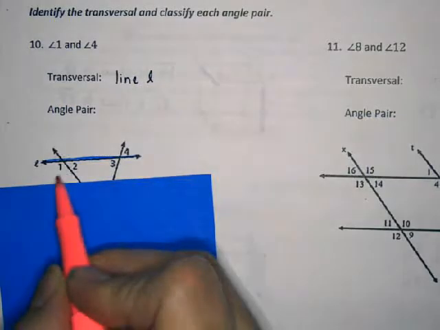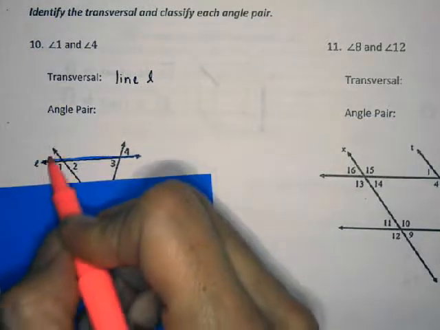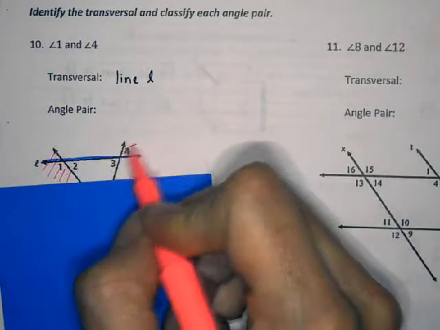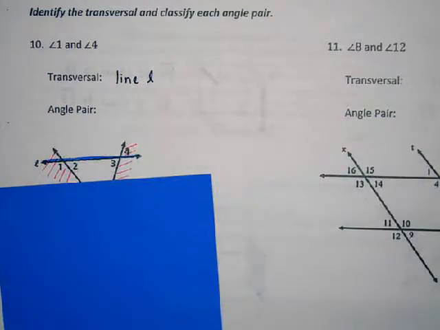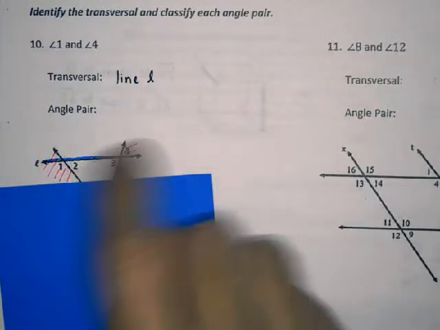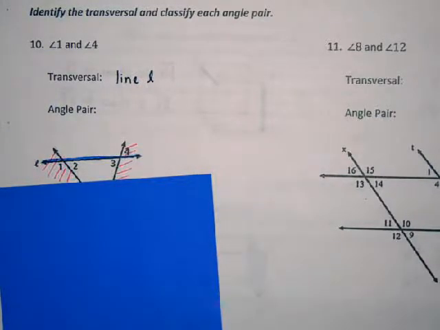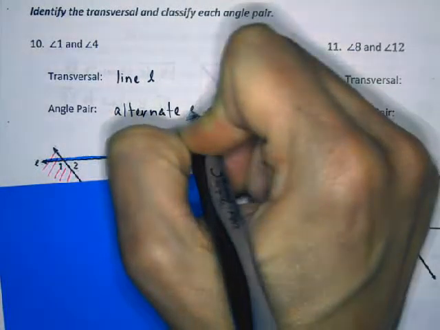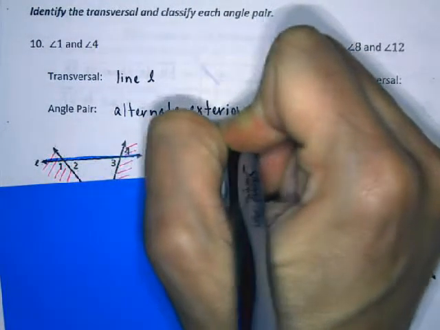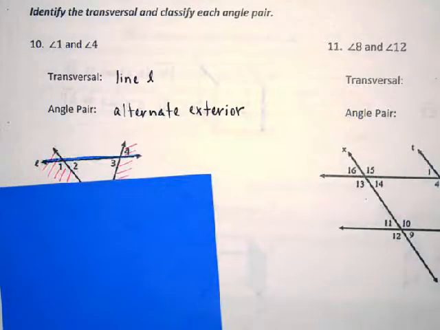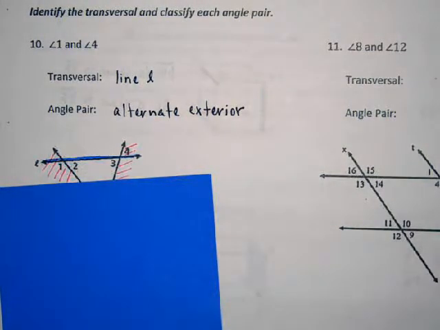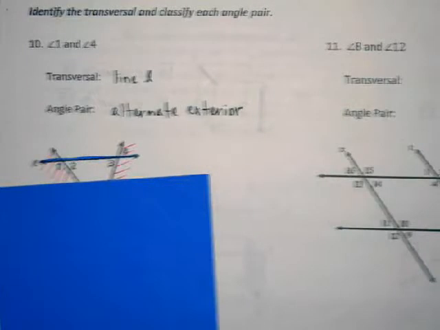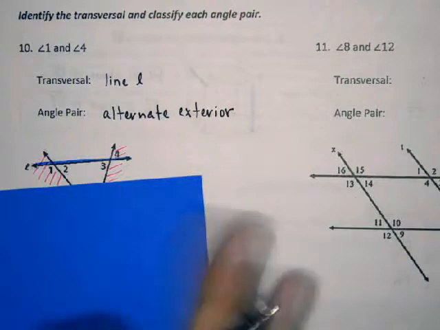And now I can see angle 1 and angle 4 are on the exterior of those 2 lines, and they're on opposite sides of the transversal. So I know those angle pairs are alternate exterior. So by blocking those out, it takes out less of that picture and there's less distraction. So I'm going to use that same technique as we go through the rest of these examples.